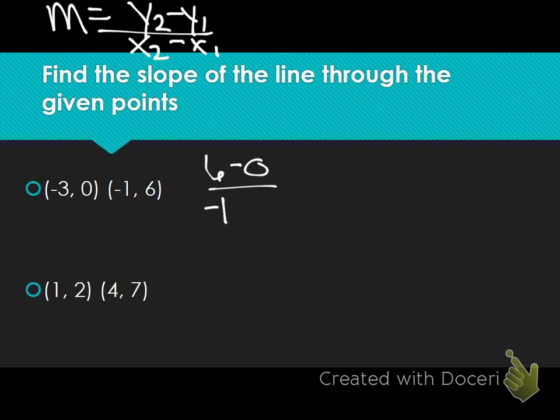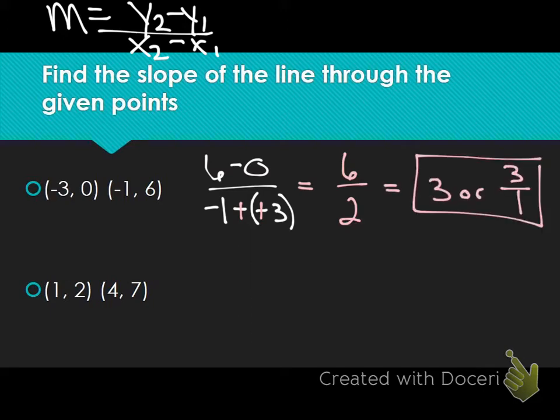6 minus 0 over negative 1 minus negative 3. You've got to catch those double negatives. You're already subtracting, and when you plug in a negative, that's a double negative, which changes to a what? Positive. So 6 over 2 is going to be 3 or 3 over 1. Either answer will be acceptable. If you say 6 over 2, that's not going to be full credit because you need to do some type of reducing.